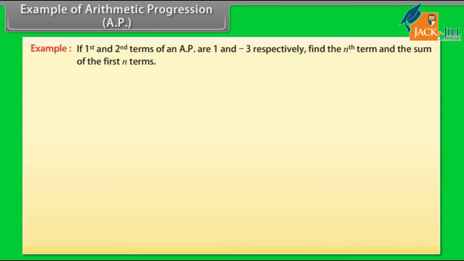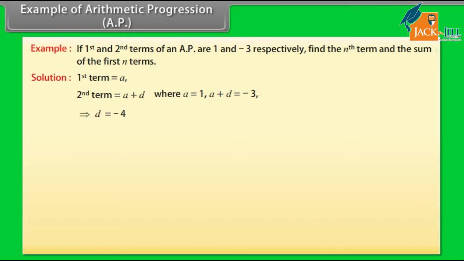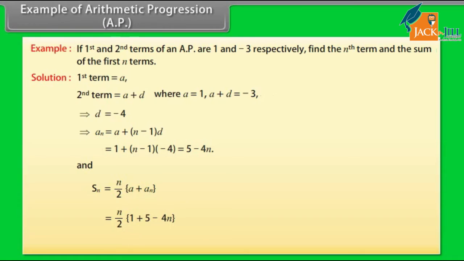Example of arithmetic progression, AP. Example: if the first and second terms of an AP are 1 and minus 3 respectively, find the nth term and the sum of the first n terms. Solution: let the first term be a, the second term be a plus d, where a is equal to 1 and a plus d is equal to minus 3. It implies d is equal to minus 4. It implies an is equal to a plus n minus 1 into d, which is 1 plus n minus 1 into minus 4, equal to 5 minus 4n. And Sn is equal to n by 2 into a plus an, which is n by 2 into 1 plus 5 minus 4n. It gives Sn is equal to n into 3 minus 2n.